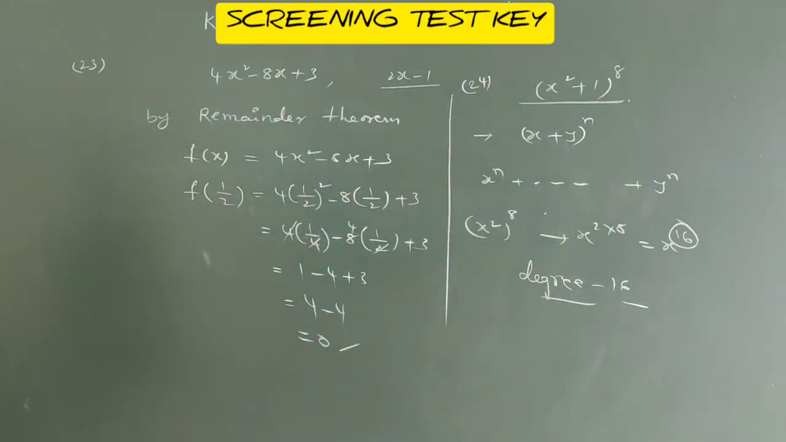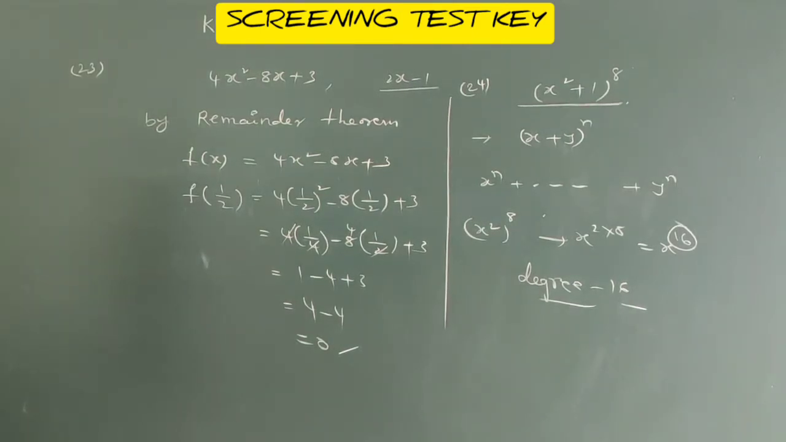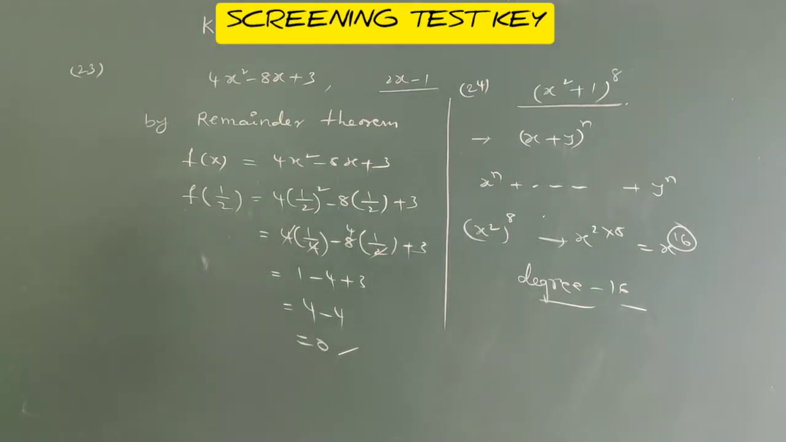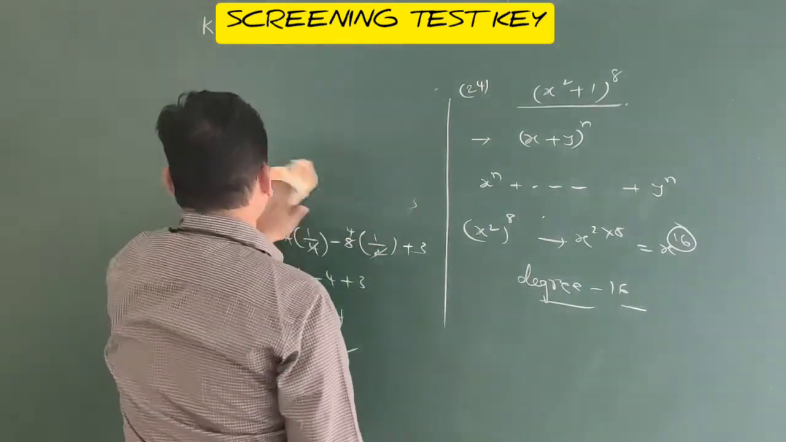Okay, x square plus 1 binomial expansion. So 1 power 8 is nothing but 1 only. With the help of a constant, we can't find the degree. Degree means highest power of the variable. So (x square) whole power 8 is its degree, that is 16. Next, 25th one.